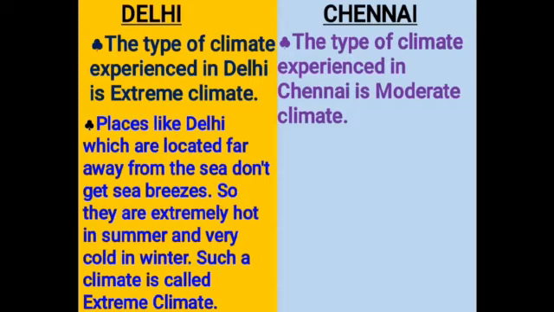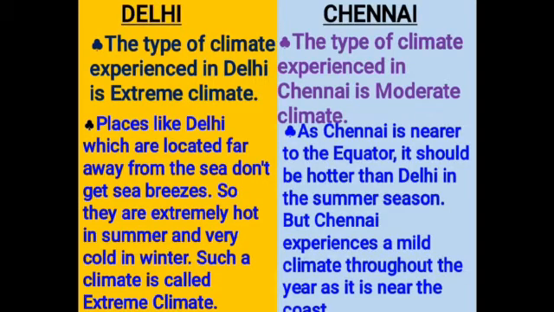Places like Delhi, which are located far away from the sea, don't get sea breezes, so they are extremely hot in summer and very cold in winter. Such a climate is called extreme climate. As Chennai is nearer to the equator, it should be hotter than Delhi in the summer season. But Chennai experiences a mild climate throughout the year as it is near the sea coast.